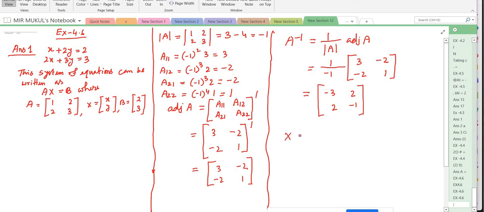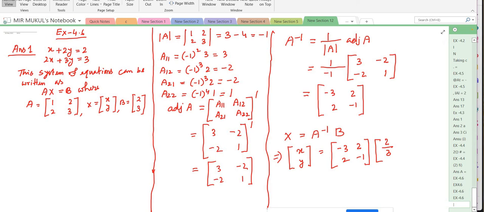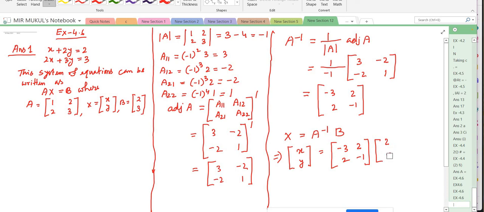Then we'll write the formula X equals A inverse B. X means x, y, and A inverse we are getting minus 3, 2, 2, minus 1, and we have to multiply with B, sorry, here 2, 3. Now multiply these two matrices.